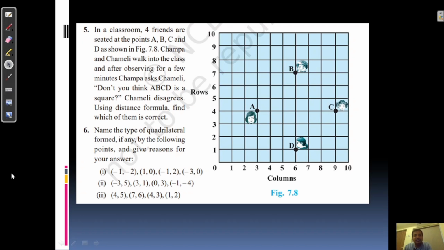Okay, now let us see question number 5 and 6. Just look at question number 5. In a classroom, 4 friends are seated at a point A, B, C and D. As you can see, A, B, C and D. So before reading the question, let us do one thing. Let us locate all the points. Can you locate? We have studied in class 9 this point D.